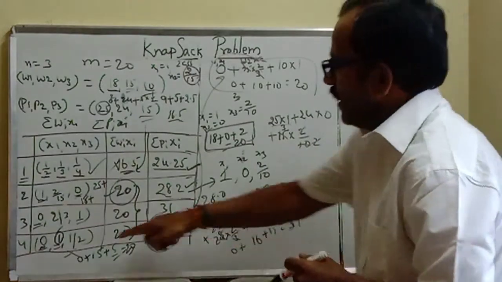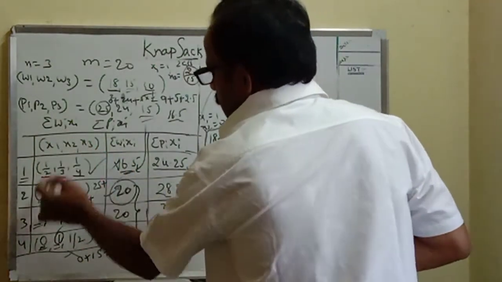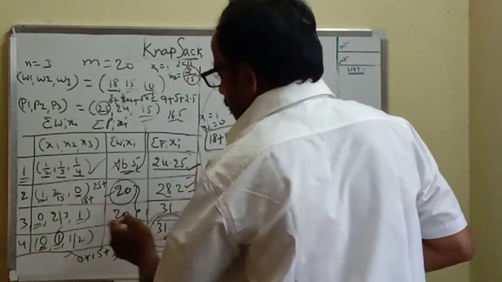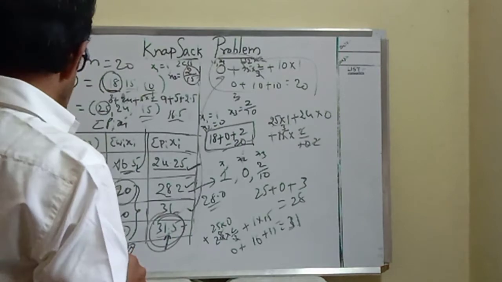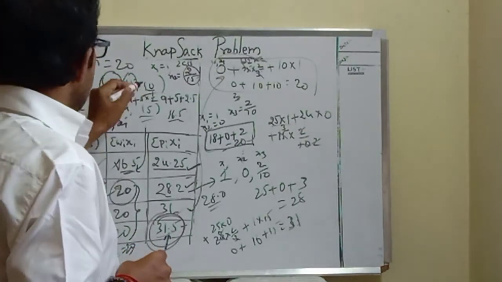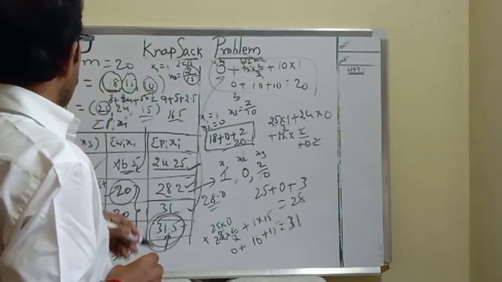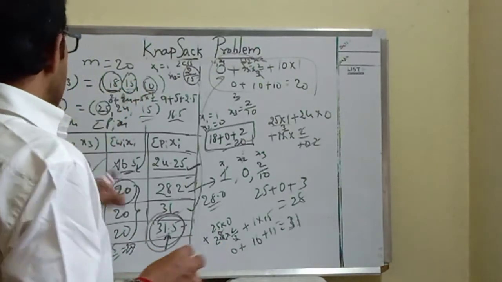That's why, what is the solution now? The solution should be represented in terms of x1, x2, x3. x1 is 0, x2 is 1, x3 is half. What do you mean by this? Completely omit the first item, completely consider the second item, and select half of the portion from the third item. Half of the portion means 5 units. 5 plus 15, 20 units. From this we can fill the bag completely.